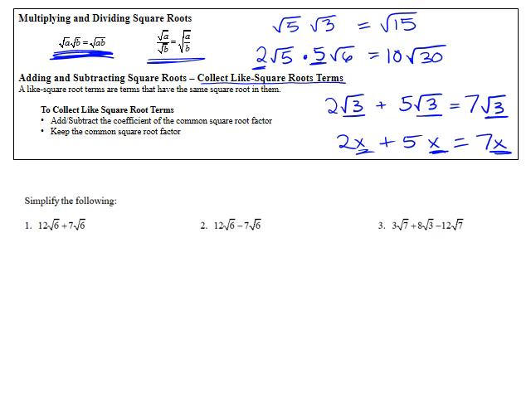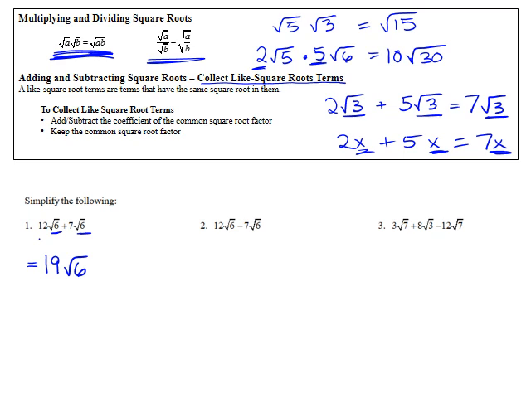So let's look at some examples. Number 1, 12 times the square root of 6 plus 7 times the square root of 6. So we have an addition here. What we want to do is add if we have like terms, and we do. We have the square root of 6 twice, so we are going to add the coefficients. 12 plus 7 is 19, and we'll keep the square root of 6. You do not change the square root of 6 when you add or subtract with like terms.